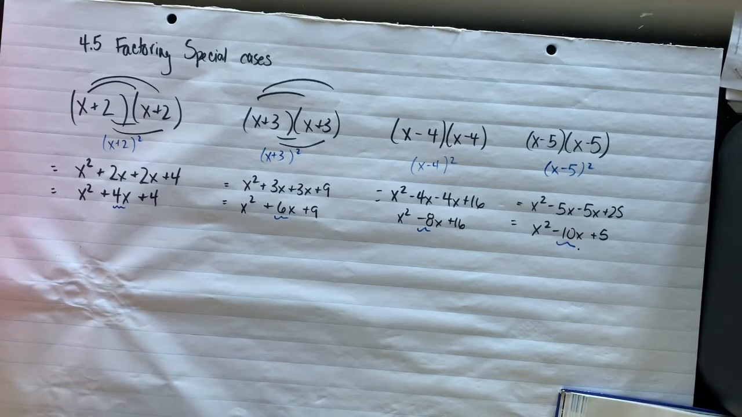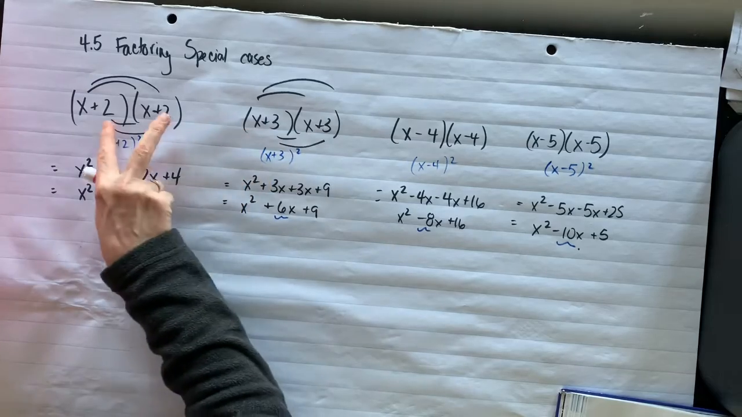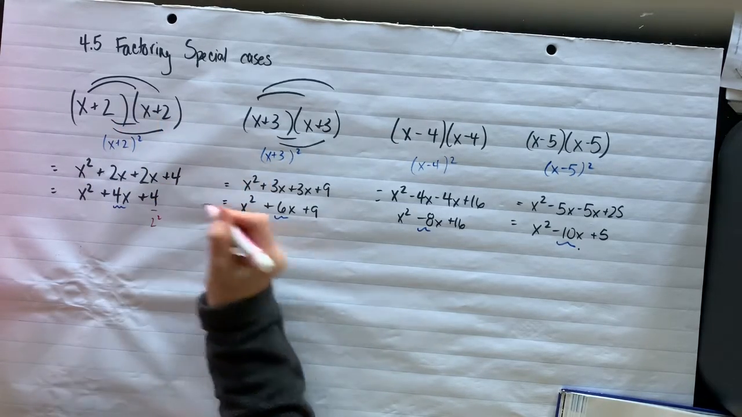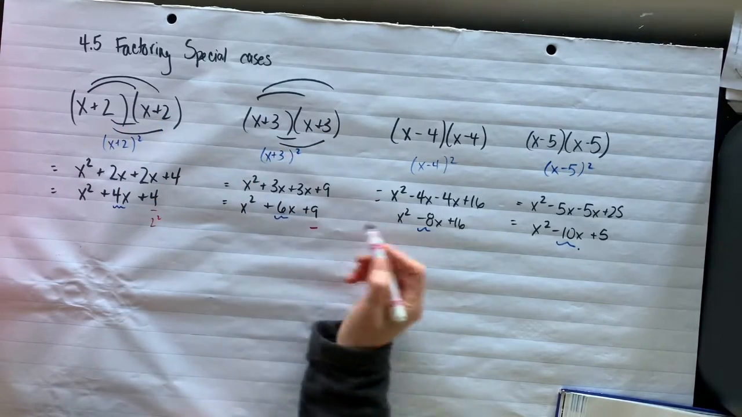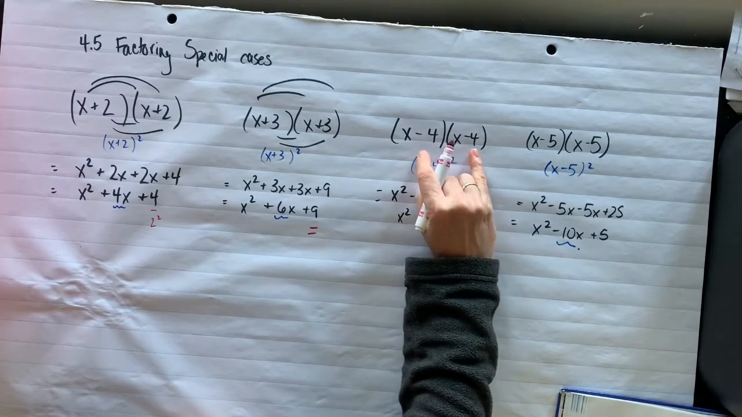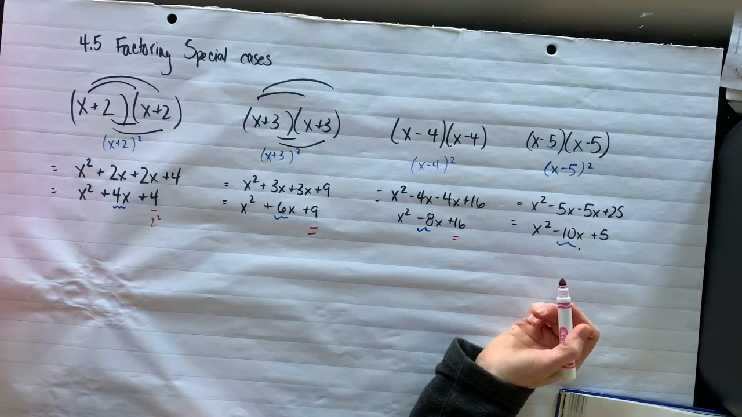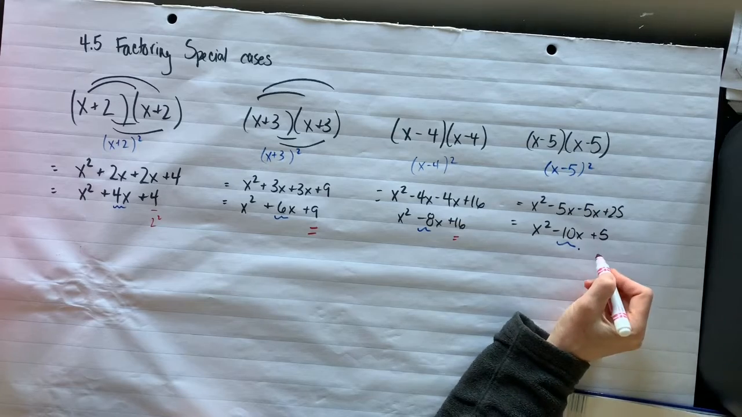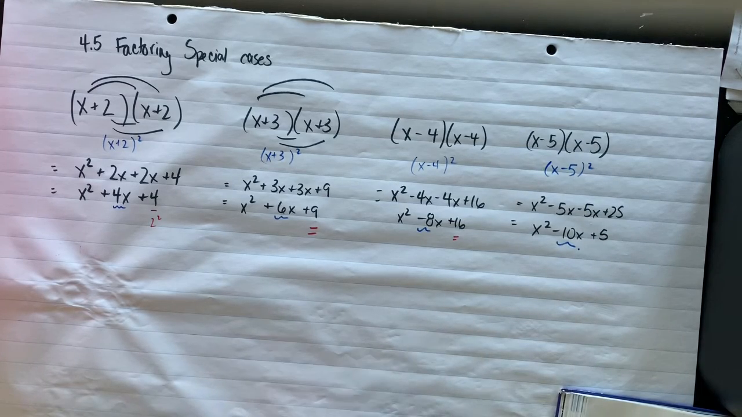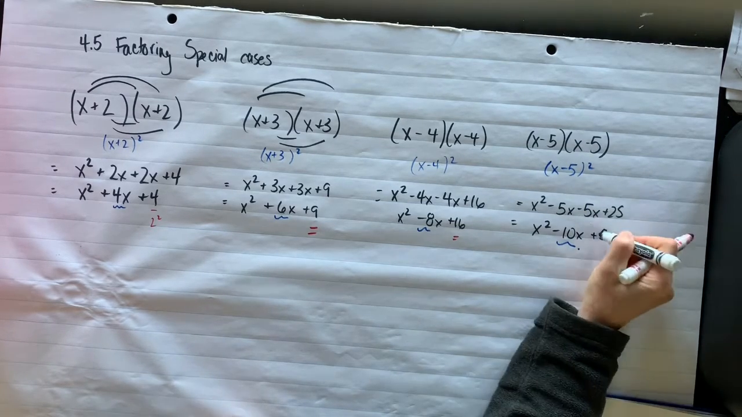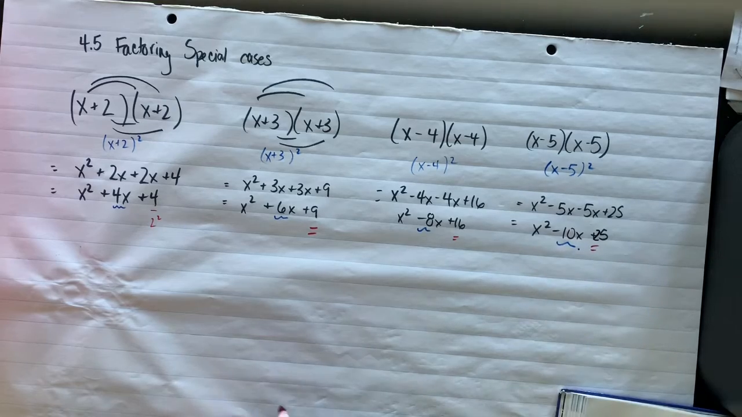And then the last thing that you would notice is that 2 times 2 is 4. This is 2 squared. 3 times 3 is 9. Negative 4 times negative 4 is positive 16. And negative 5 times negative 5, oops, there's a mistake. It should be positive 25, sorry, is positive 25.